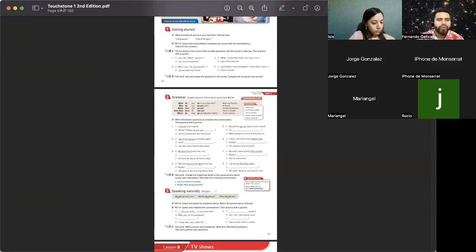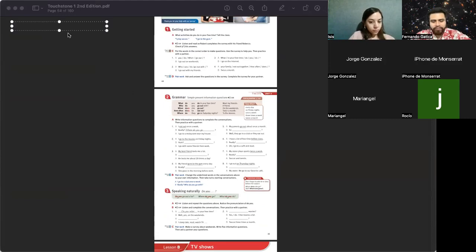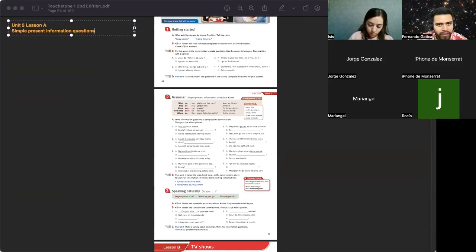Lesson A, page 45. Unit 5, Lesson A, page 45. Here, we practice simple present information questions. Preguntas abiertas para el presente simple. Entonces, ya sabemos que el presente simple lo usamos para hablar de nuestros hábitos y nuestra rutina. Y también lo usamos para hablar de cosas reales del presente, ¿no?